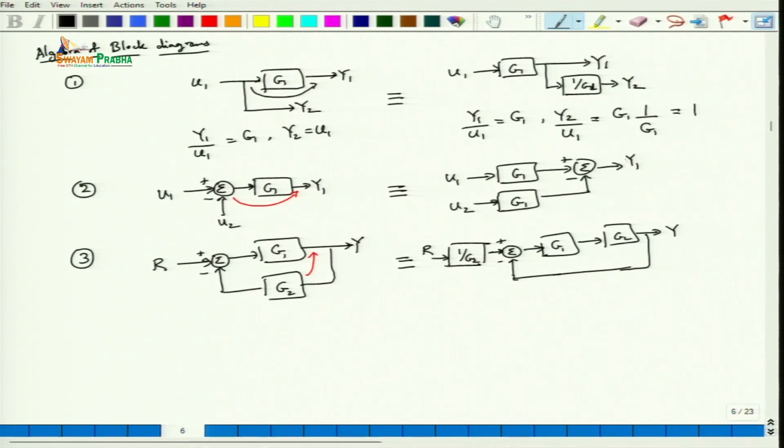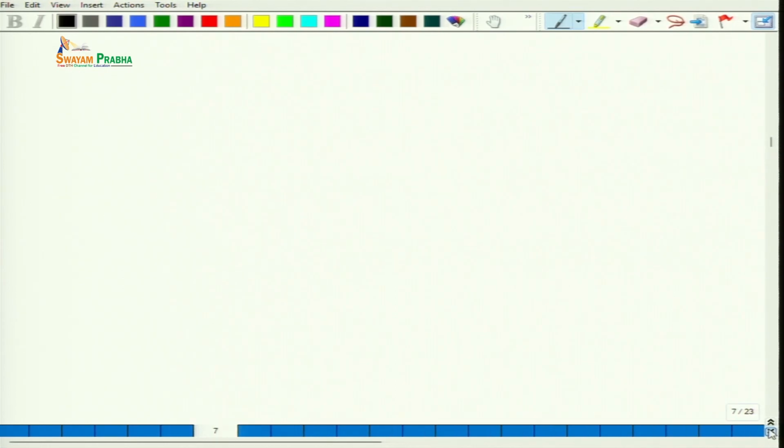So now this is about the algebra of block diagrams and some rules on how you can simplify block diagrams. Now what we'll do is we'll do an example. So let us consider this particular block diagram.